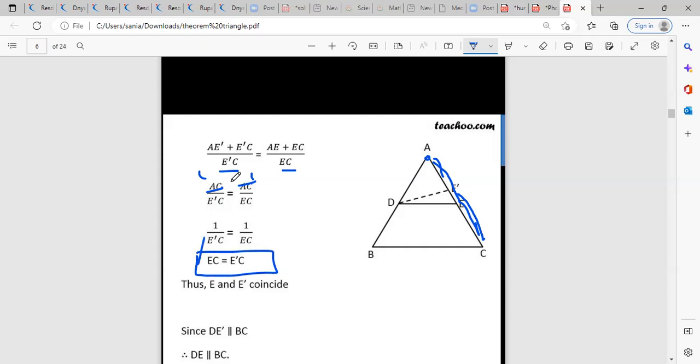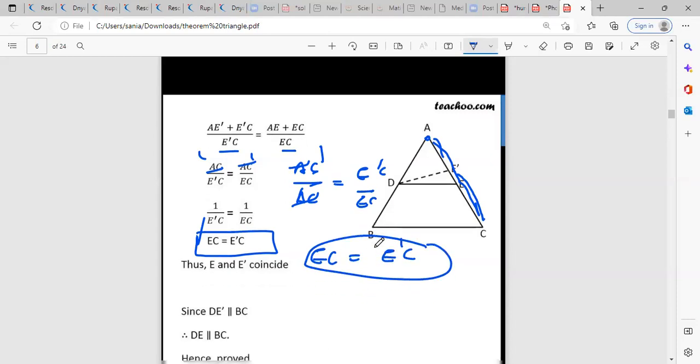This is equal to this. What they did over here, they cross multiplied it, right? So AC came here, and E dash C is equal to EC. So when you derive, it's 1. Now these two, again over it's 1. So you will go here. Now EC is equal to E dash C.